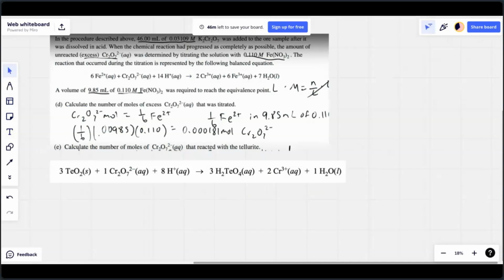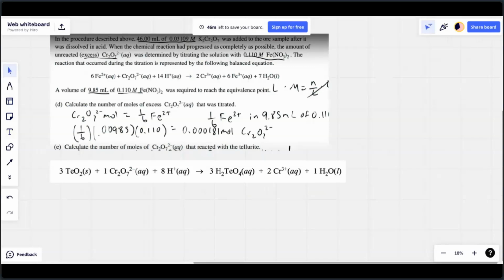So in the procedure described above, that much potassium dichromate was added to the ore sample after it was dissolved in acid. So we've taken this reaction, we did it, and then we added some potassium dichromate.